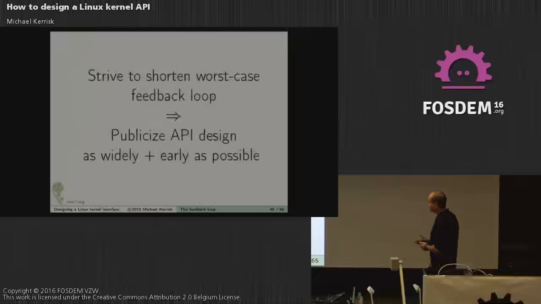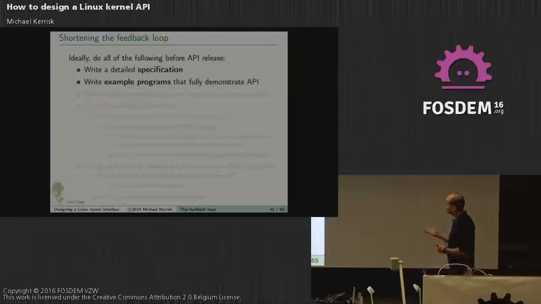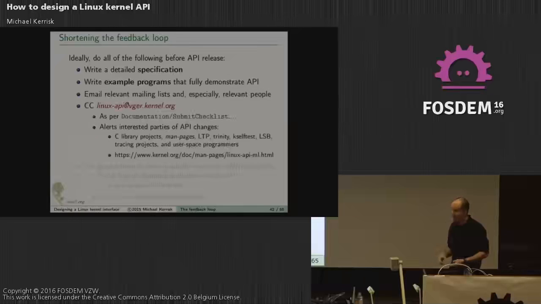And then, how do you do that? Well, you want to publicize things as widely and early as possible. And so these are some of the things I think that kernel developers need to do. And things have got a little bit better in this dimension, but there's still a lot of work to do yet. So you want a detailed specification somewhere. Perhaps it's a man page, perhaps it's some other documentation somewhere. Some programs that actually demonstrate how the API works. This lets reviewers actually see how the API is supposed to work, try and run those test programs, expand them, and so on. You want to email as many lists and especially as many relevant people as you possibly can.